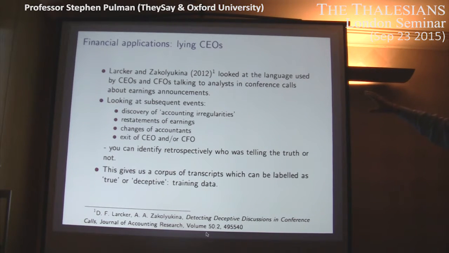So these two guys looked at a large number of these transcripts, and on the basis of these subsequent events, distinguished a truth-telling class from a deceptive class, and trained a classifier using most of the features that I've been talking about to learn to distinguish the two automatically. And they got nowhere near 100% accuracy, about 68% accuracy, but better than a baseline.